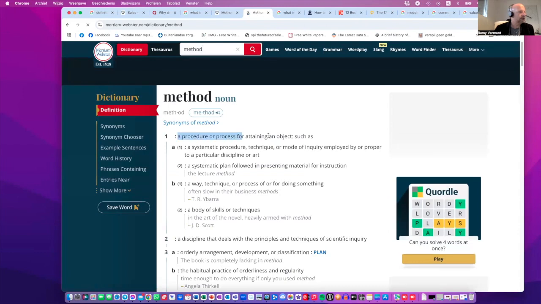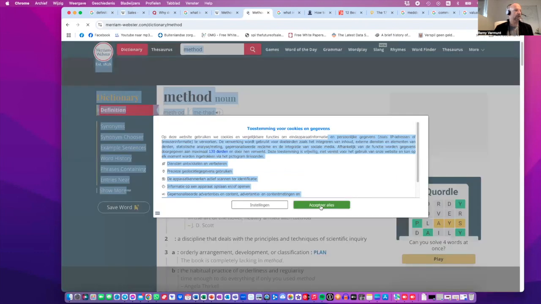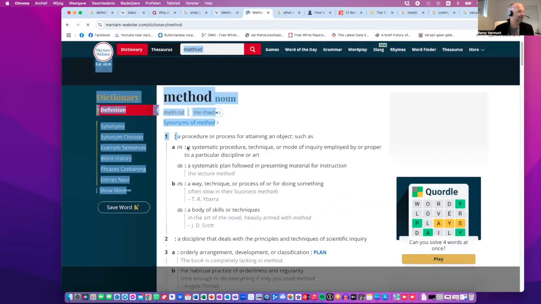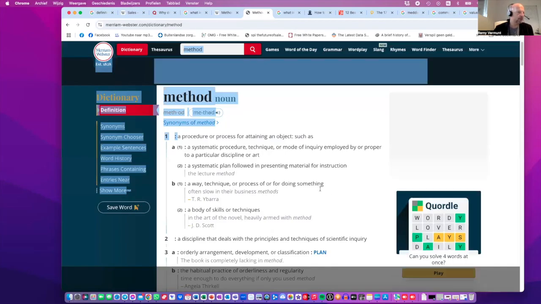A procedure or process for attaining an object. Okay, a systematic plan followed in presenting material, a way, a technique or process for doing something, a body of skills or techniques.